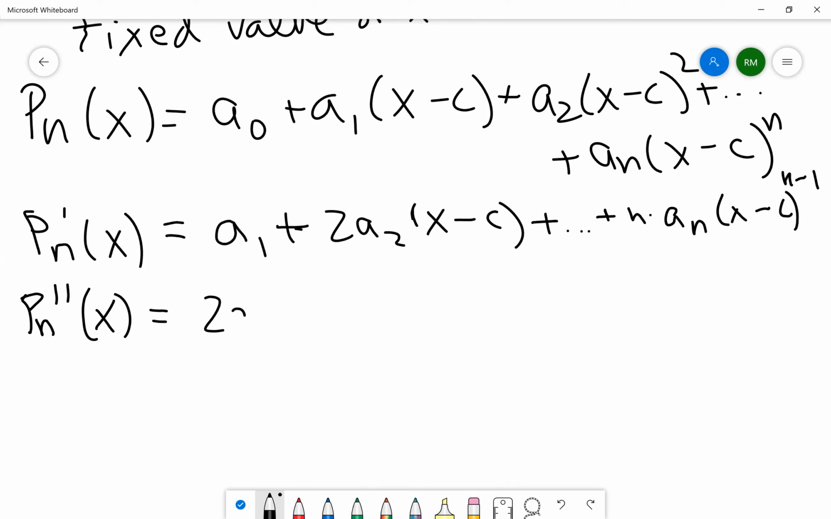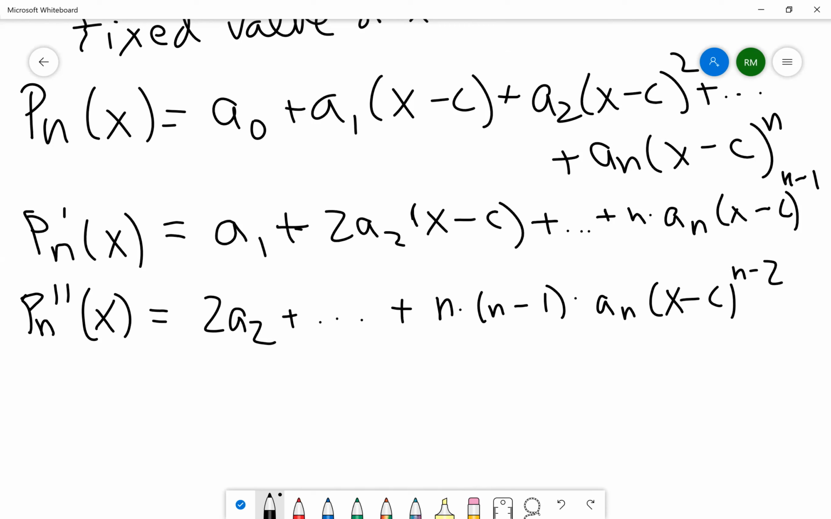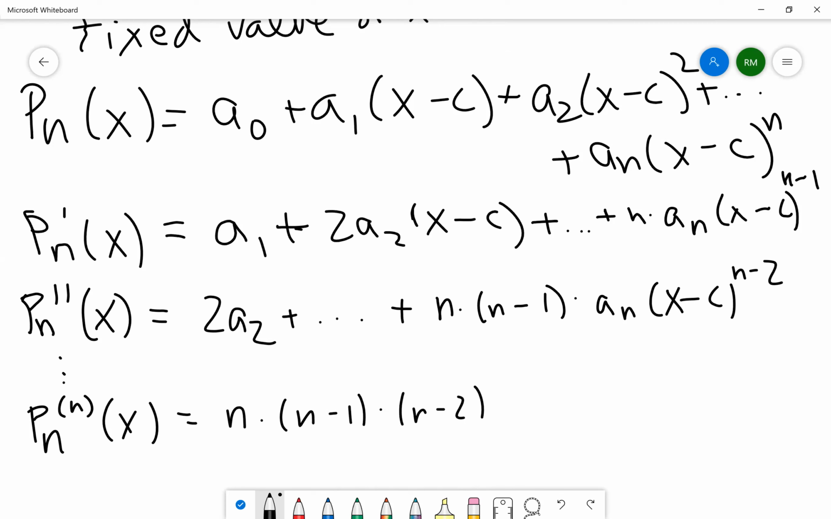And you get 2a2 plus all the way up to n times n minus 1 times an times (x minus c) to the n minus 2. So we can keep taking the derivatives until we get all the way to the nth derivative. And all we're left with is n times n minus 1 times n minus 2, all the way down to times 2 times 1 times an. All right, so what do we do with these?